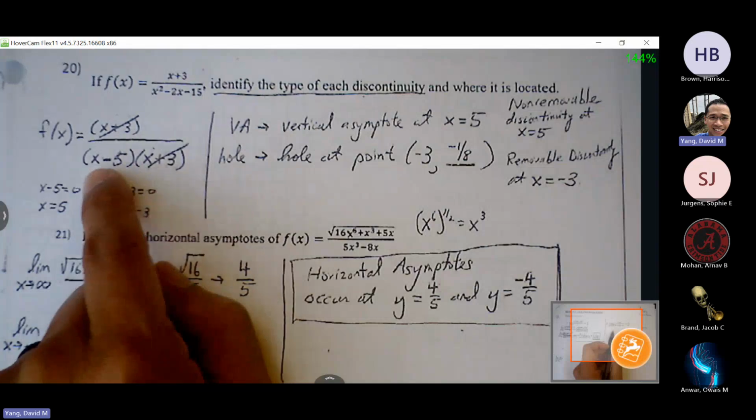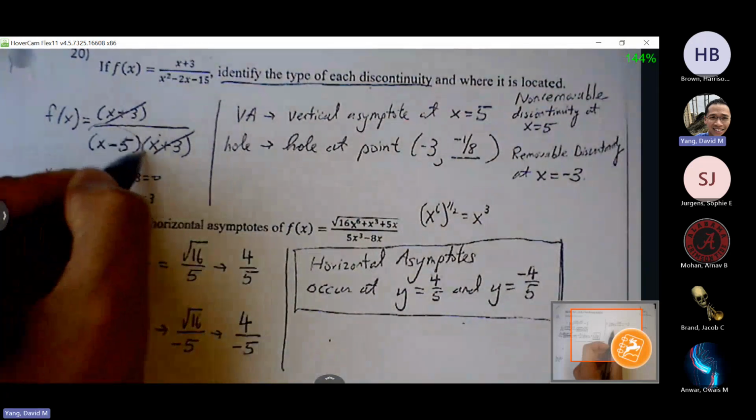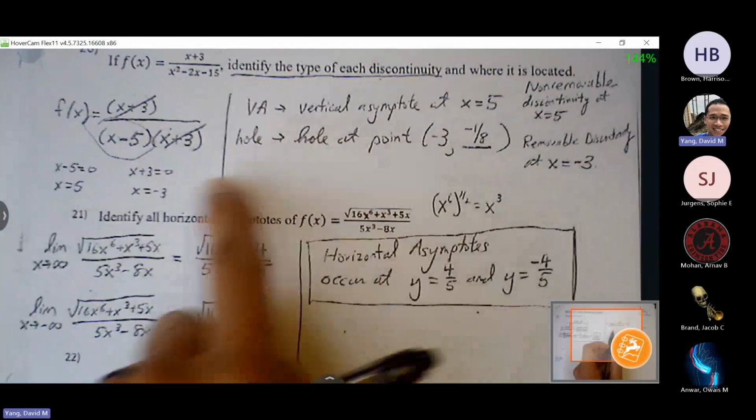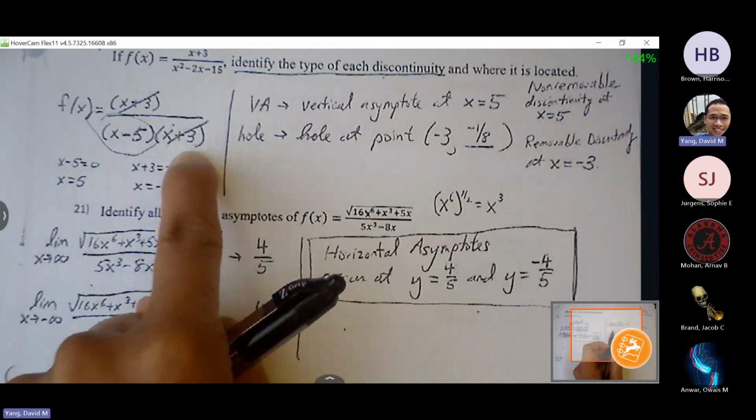We're basically looking at the denominator. Whatever's in the denominator is going to be a potential issue. So if we factor everything out, x minus 5 remains in the denominator. Anything that remains in the denominator is going to be related to your vertical asymptote. Any factors in the denominator that cancel out give you an indication of where the hole is.